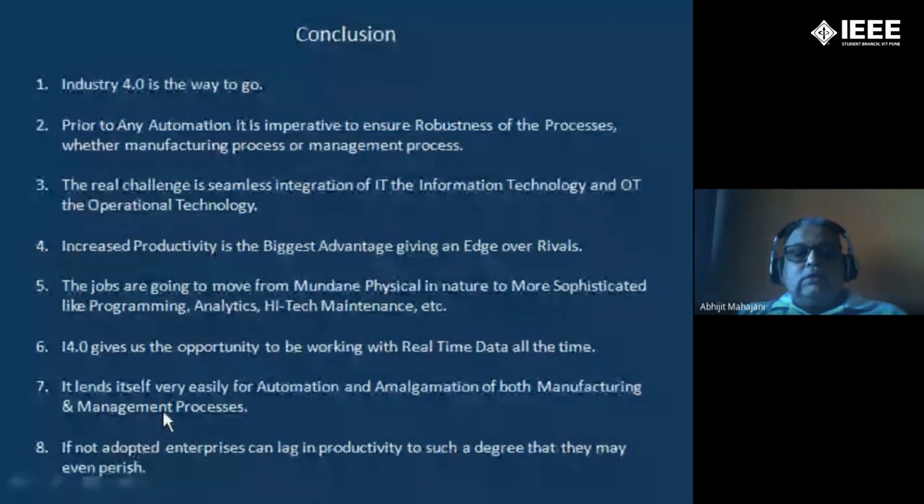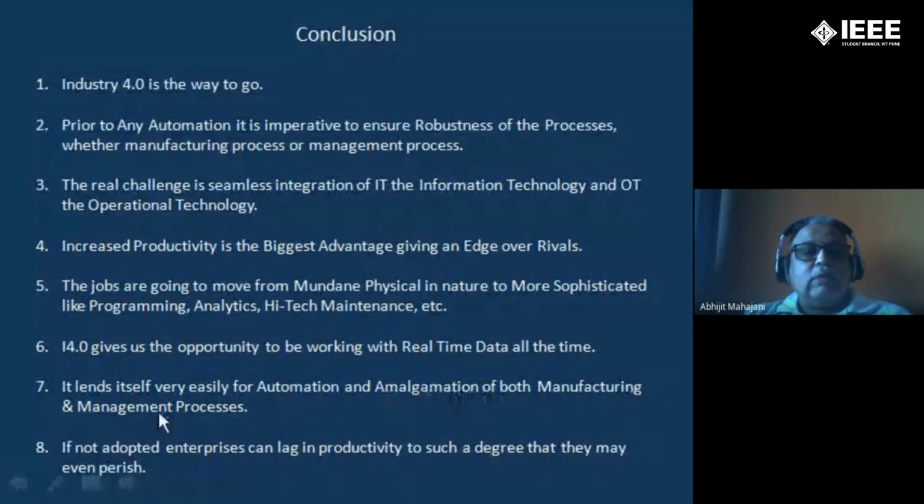This is something that will lead to an autonomous factory. You have not just machines, but other equipment like your AGVs, your ASRSs, your robots, all connected together, and you can literally manufacture products without any human intervention. So Industry 4.0 is something which lends itself very easily to automation and amalgamation of both manufacturing and management processes.